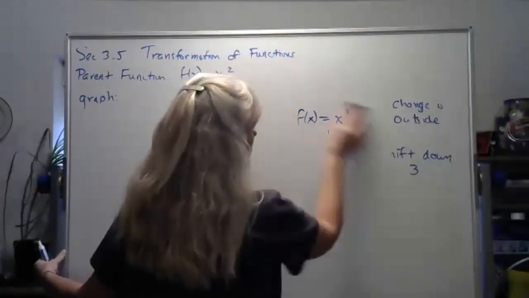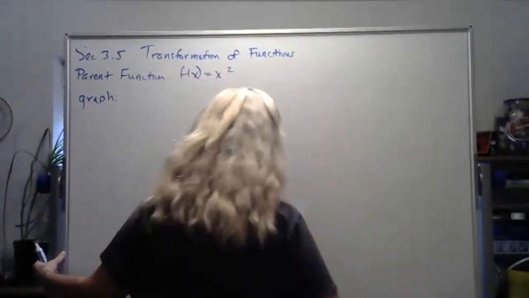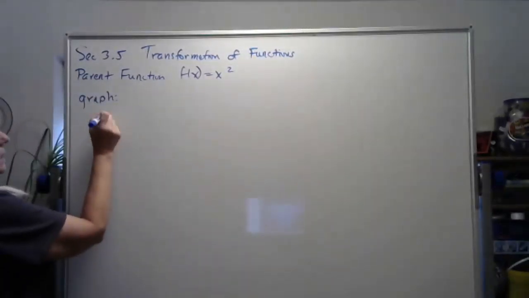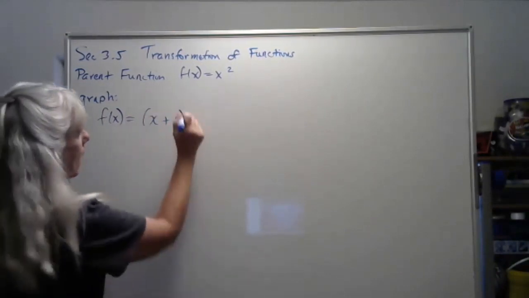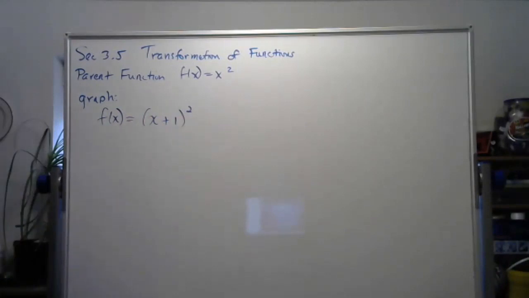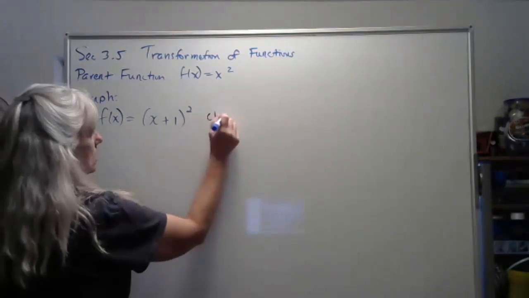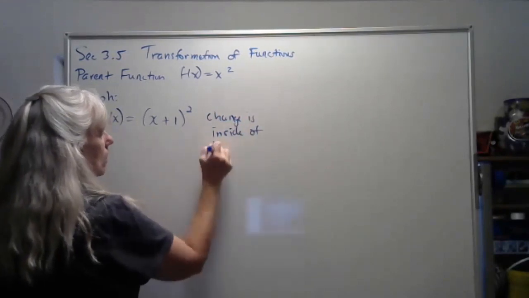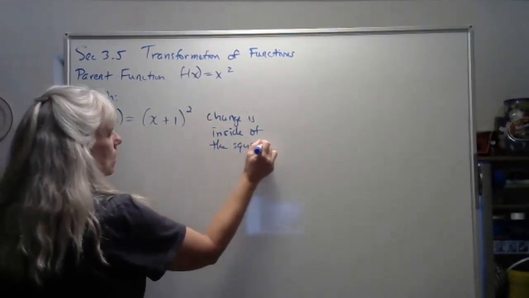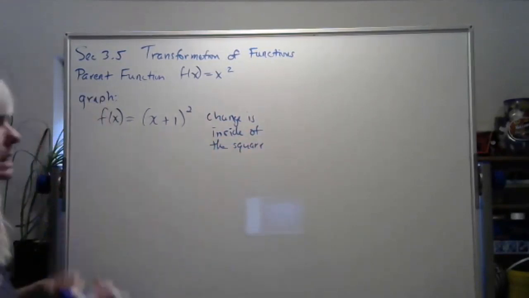Now we're going to change where we're writing that change. So what if we have this time f of x is equal to (x plus 1) in parentheses, and then the square. So it's still the parent function of x squared, so the picture is still going to look like a parabola. But what happens this time to the picture? I'm just going to make the comment that this time the change is inside of the square. And that's what the parentheses are telling me, that it's on the inside.